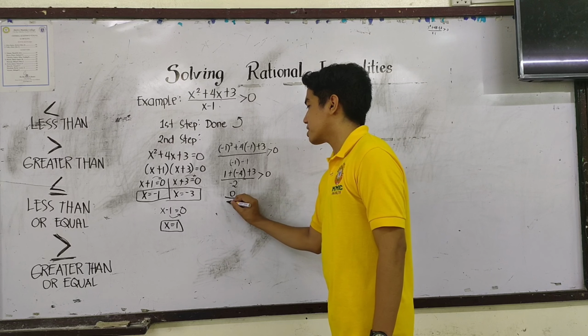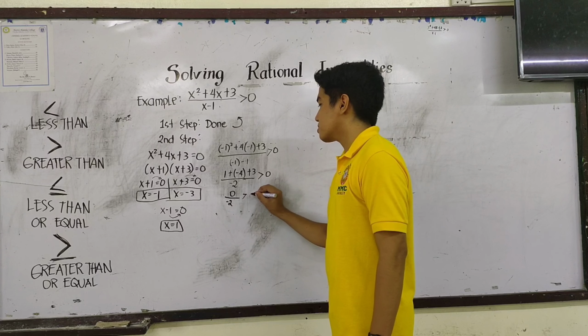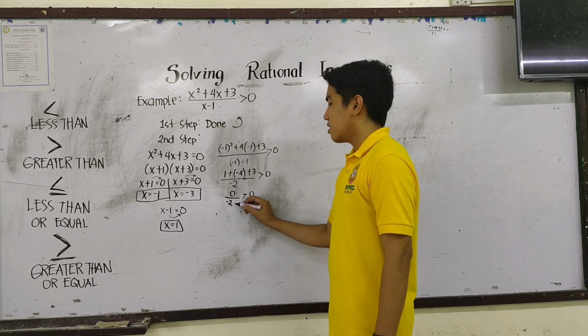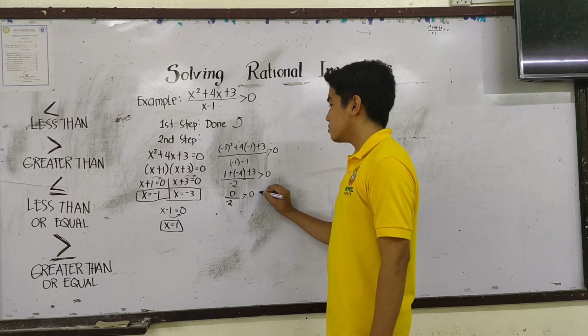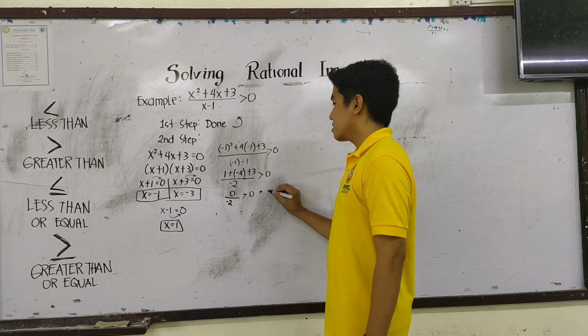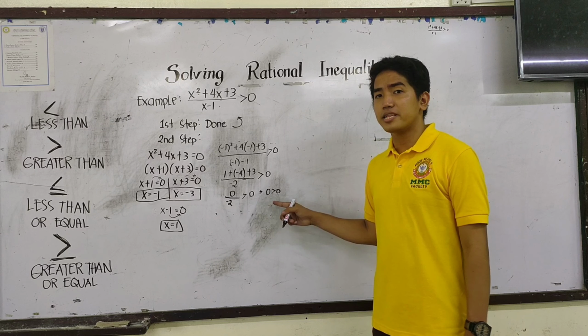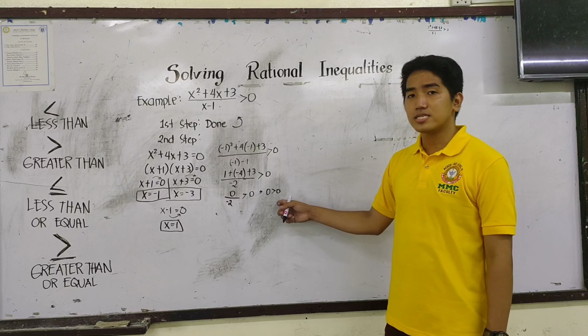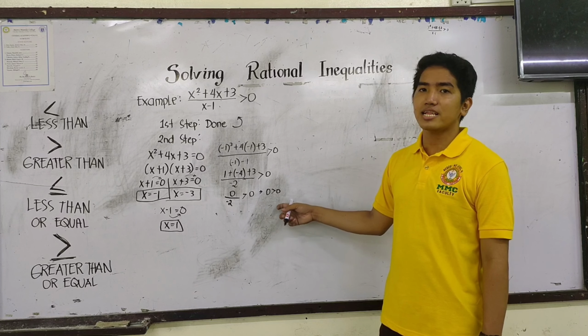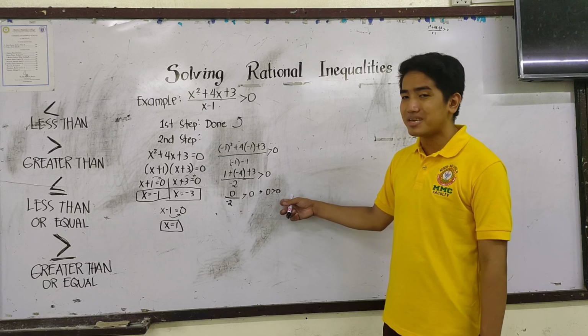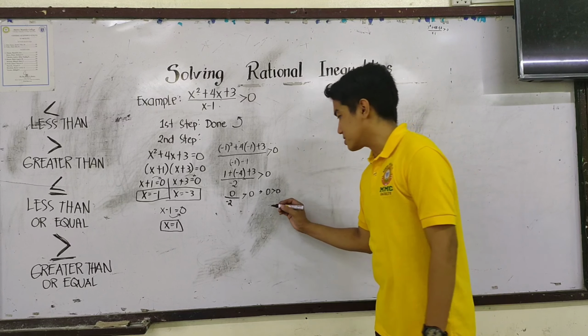So 0 all over negative 2 is greater than or equal to 0. So 0 over negative 2 is also equal to 0. Since 0 is greater than 0, so false. So mali siya. Hindi niya na-satisfy yung ating inequality, so it means it is false.